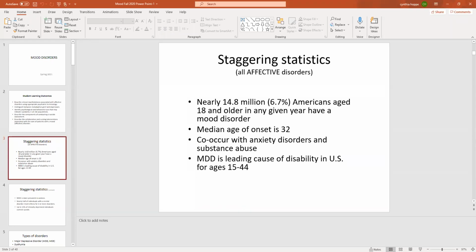We need to think about those people that are dealing with stroke, these ongoing, continuing losses. And I'm sorry, I'm losing my voice. I don't know why. And it's one of the leading causes of disability in the United States, ages 15 to 44. Let's go to the next slide.